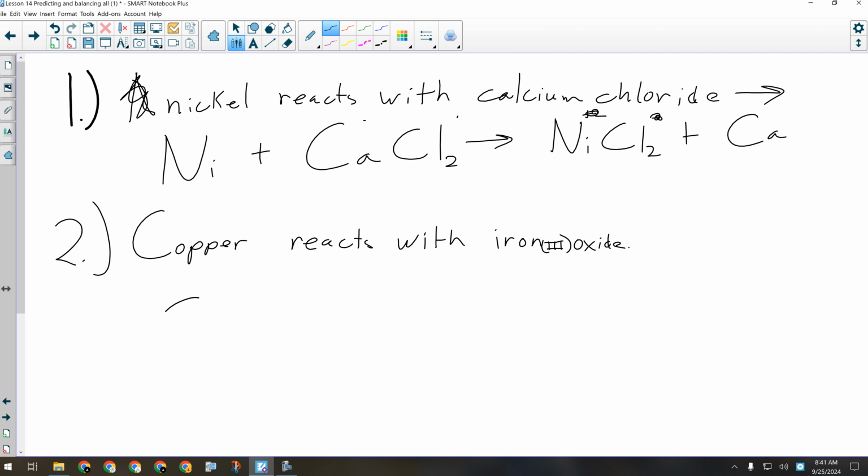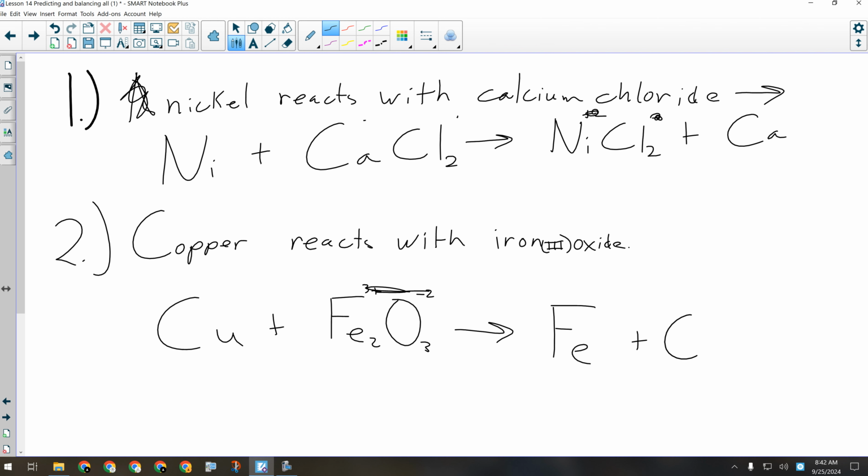So I have copper, and it's reacting with iron 3 oxide, so Fe3+ with O2-, so Fe2O3. Also a single replacement reaction, so who's copper going to replace? Iron. So iron's going to be by itself, and copper is going to end up with oxygen. Copper's most common charge is? 2, so +2, -2, so that compound is good the way it's written.